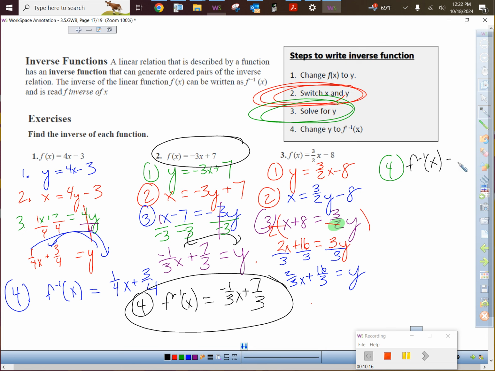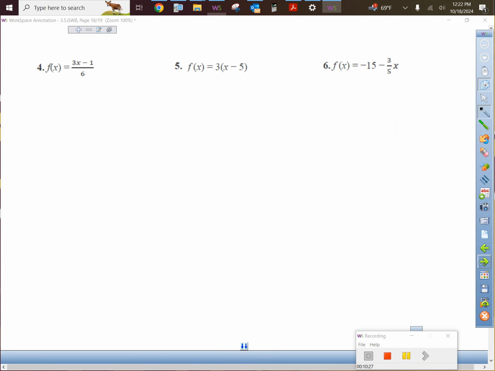F inverse of x equals 2/3 x. Sorry, I totally ran out of room. Plus 16/3. So try not to stack those on top of each other. So it's just the 4-step process, but these other ones are just little weirdos, right? You know, so I think we kind of get it, but now let's get into some weird situations.